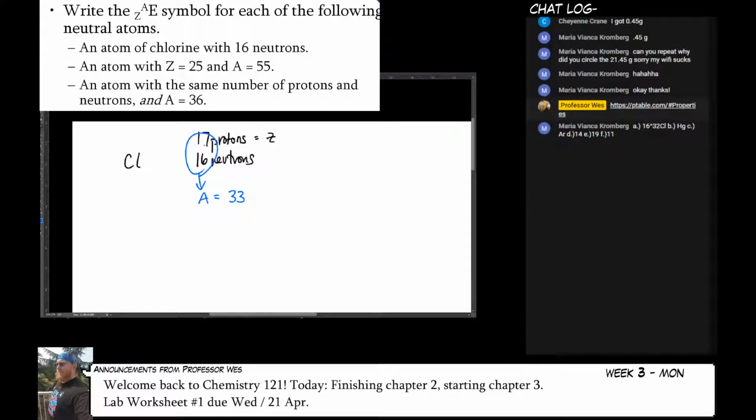So when I write down Z, Z is going to be how many protons chlorine has. So that's 17. And then A is protons plus neutrons, which would be 33.